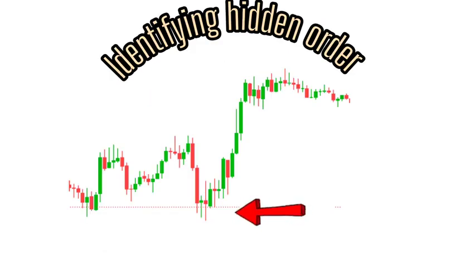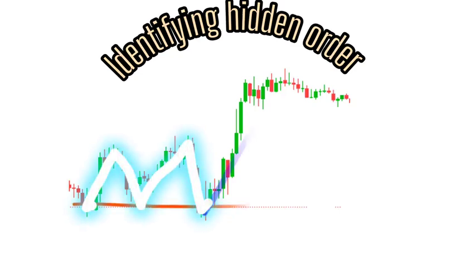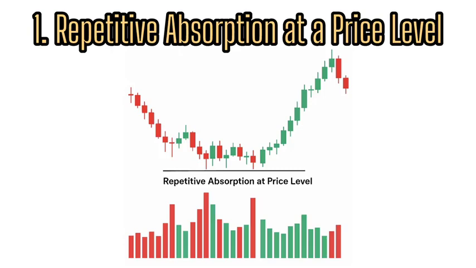Identifying hidden orders isn't straightforward since they are, by nature, invisible. However, experienced traders and algorithms use indirect methods based on price behavior, volume, and order flow. Here are the most effective ways to identify hidden orders.